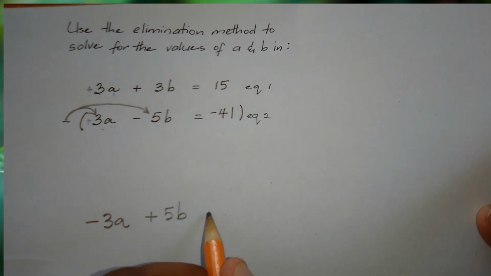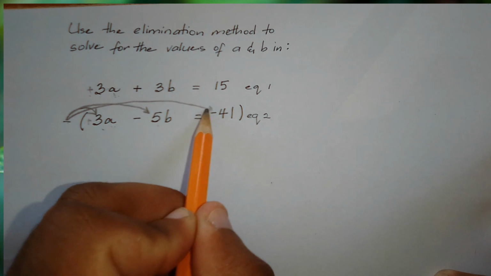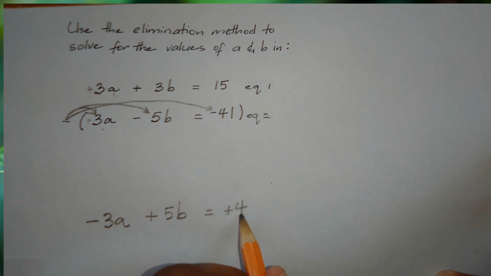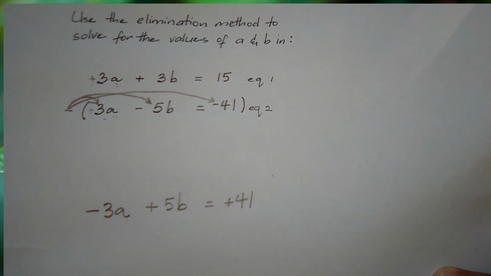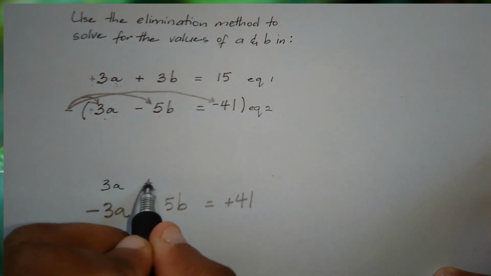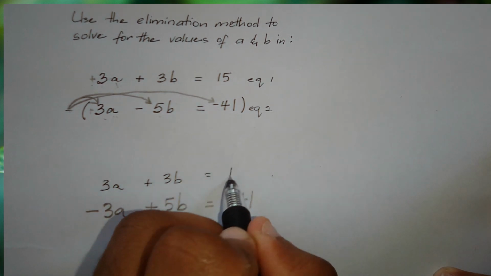Still not done because there's an equal sign. So I'm going to have to distribute this negative all the way over to that negative 41. And negative by negative will give us a positive 41. And notice that I'm putting back my signs: negative and positive and positive. Awesome. So what I'm going to do next is to bring down the equation that I didn't touch. So I didn't touch equation 1, so I'm going to bring it right back. So that is 3a plus 3b is equal to 15.